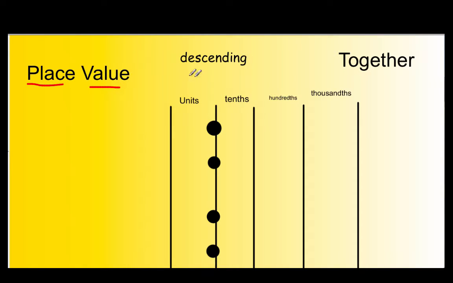Okay guys, and this time we're going to be going descending, which means we start at the top, we find the biggest number, and we go down. So I'm just going to write some numbers over here for us. Okay, and here we've got 0.009, 8.0, 1.989, and 1.1.